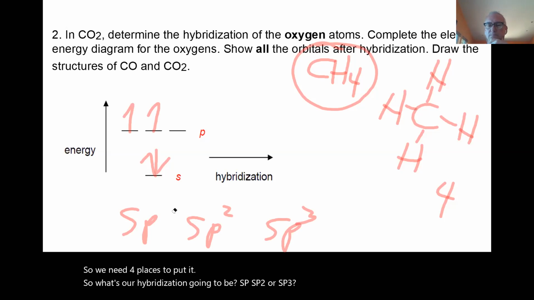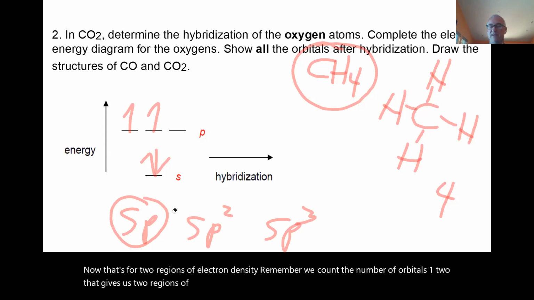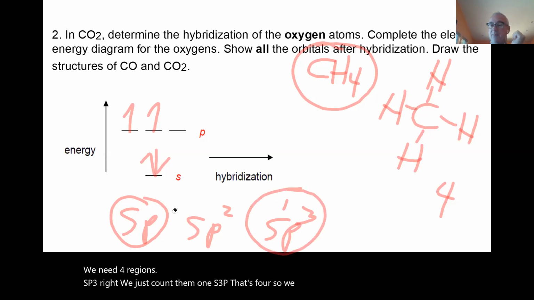sp. Now that's for 2 regions of electron density. Remember, we count the number of orbitals. 1, 2, that gives us 2 regions of electron density. We need 4 regions. sp3. Right, we just count them. 1 s, 3 p, that's 4. So we need sp3 hybridization.